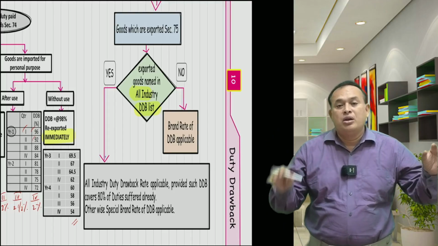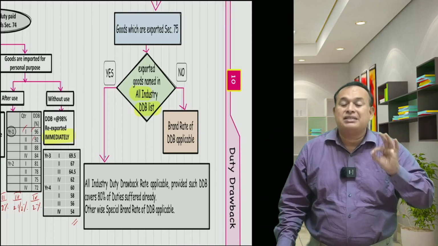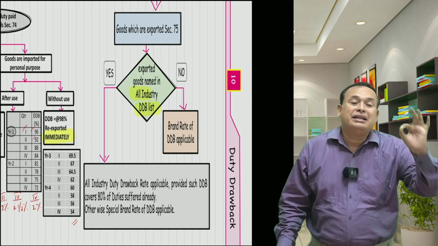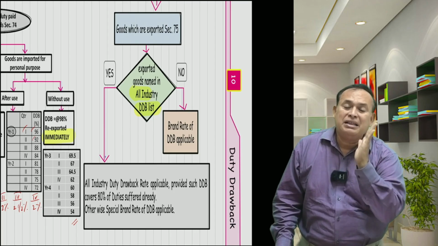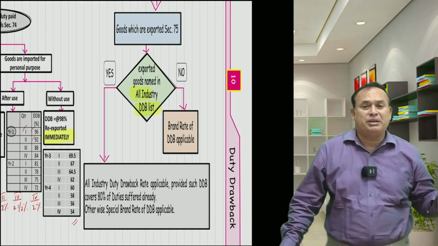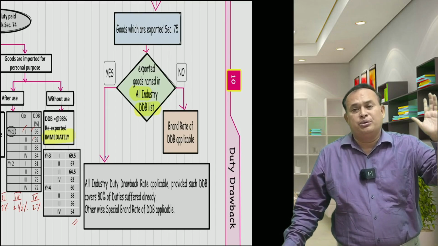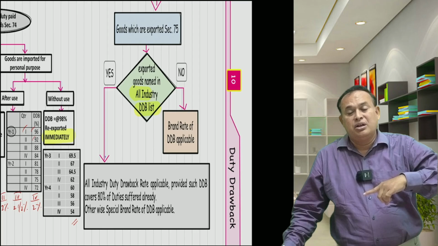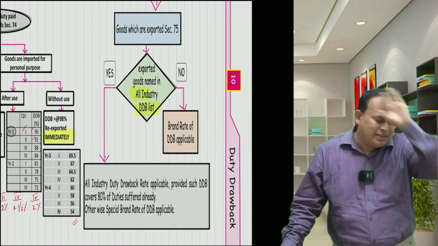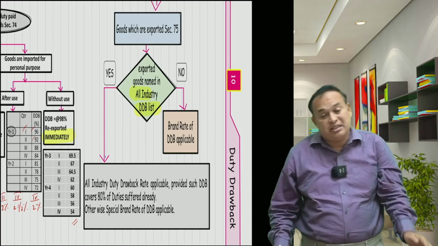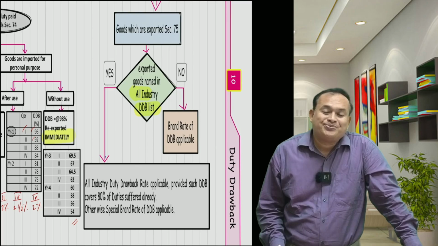Not allowed. Once you mention in the shipping bill that you want all industry drawback, and that has been accepted by the department, it will be granted to you. After that, the question of revising the duty drawback does not arise. This point has been asked in the examination of CMA Final.